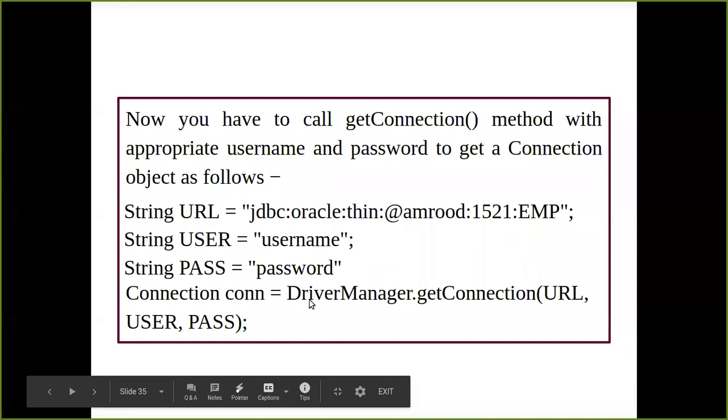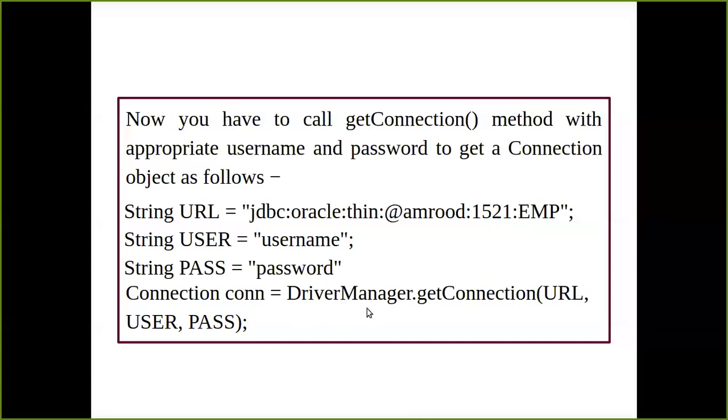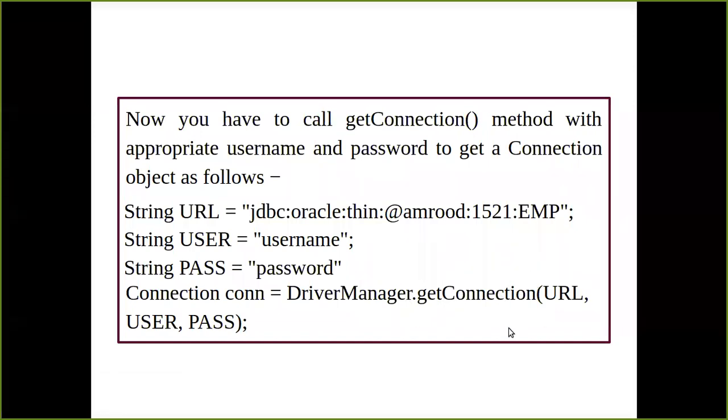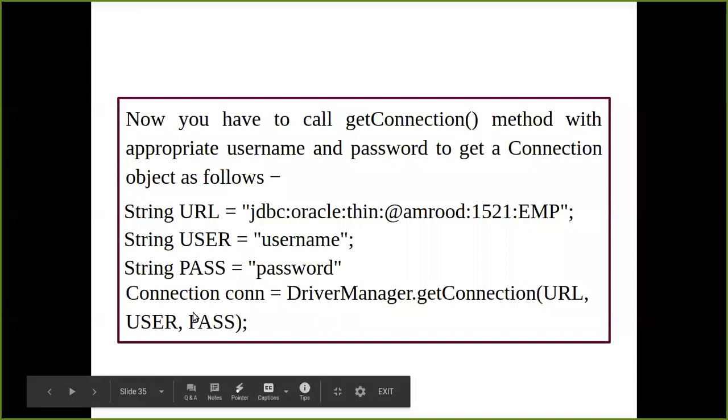Okay, so that's what we are saying: the call from the driver manager to the JDBC driver I want to connect to, using the method called the get connection method, with the three parameters which I am going to pass to it. Which formats and which parameters am I passing? First of all, the URL.